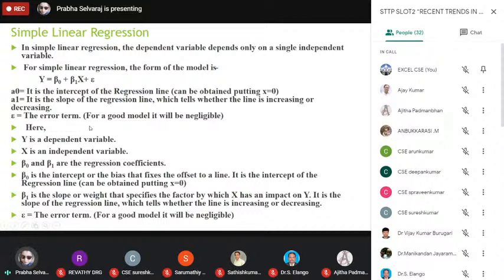And for a good model, as we saw before, your error is negligible. Beta naught and beta 1 are said to be regression coefficients. Beta naught is your y-intercept, and beta 1 is the slope, or you can also say weight, which specifies the factor by which x has an impact on y. You are multiplying x by beta 1, that is why it is called weight. Whatever value you are giving, based on beta 1, the value will be calculated for y. So that is the impact of beta 1 over the y value. It is the slope of the regression line.